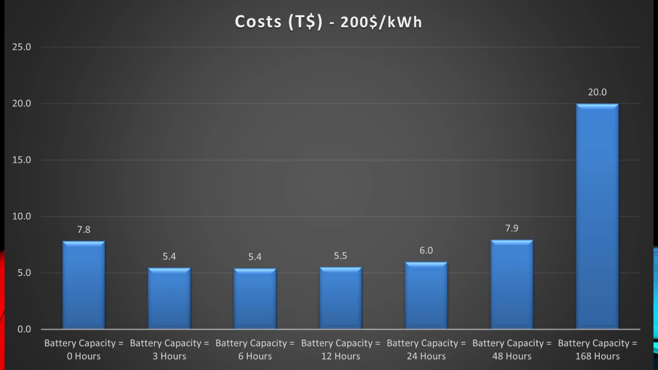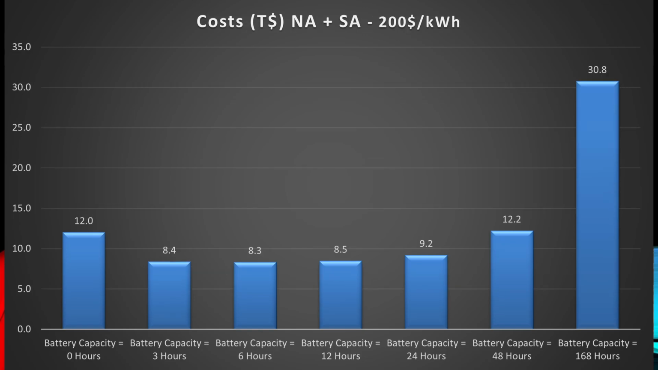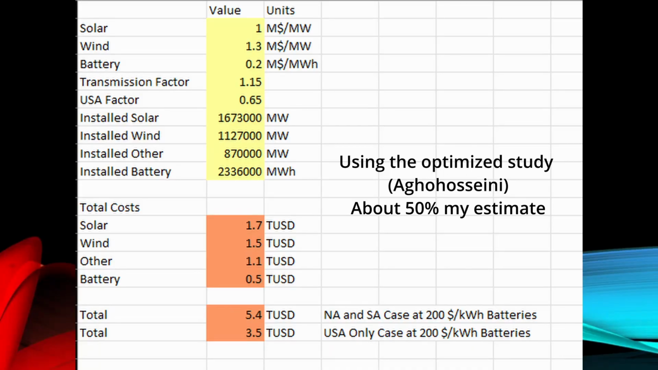We can also look at it when we look at the North America and South America case by just dividing by 0.65. We get a similar result, looking like the 6-hour battery capacity is the sweet spot at the current battery prices. What would happen in a case where battery prices reduced by almost 10 times?